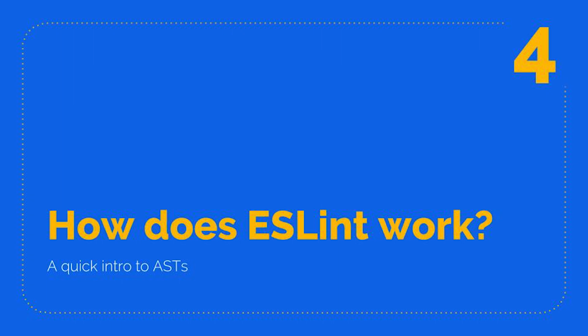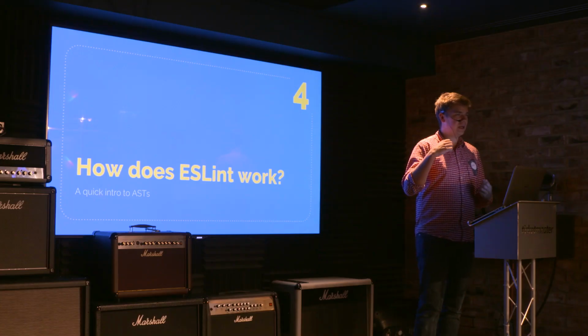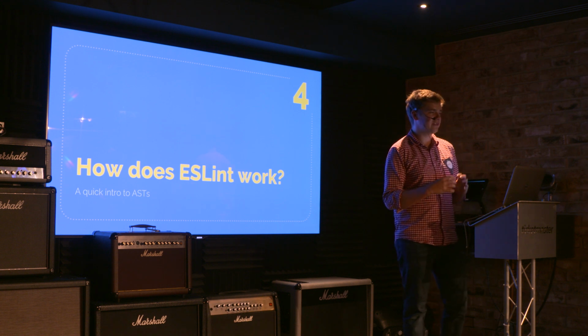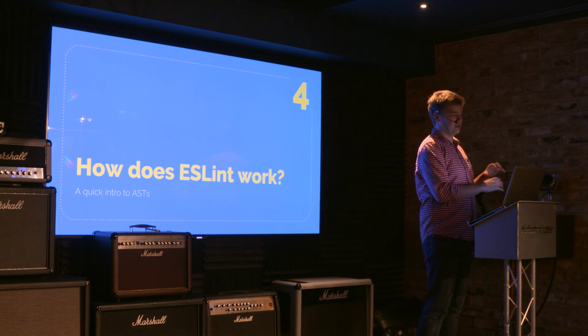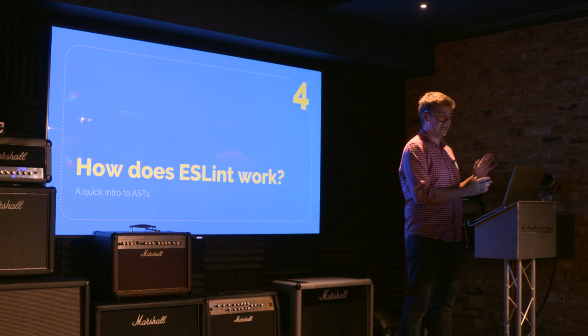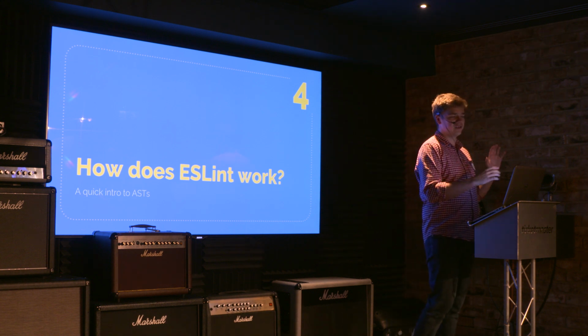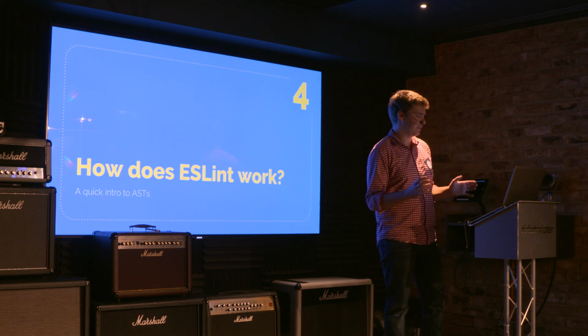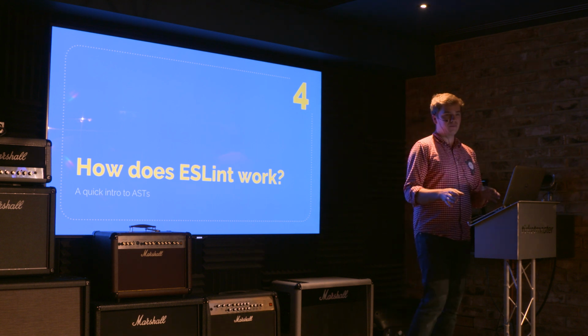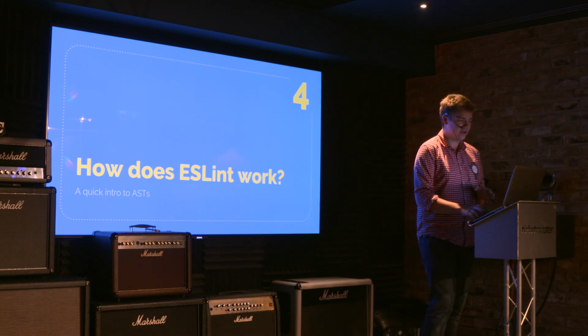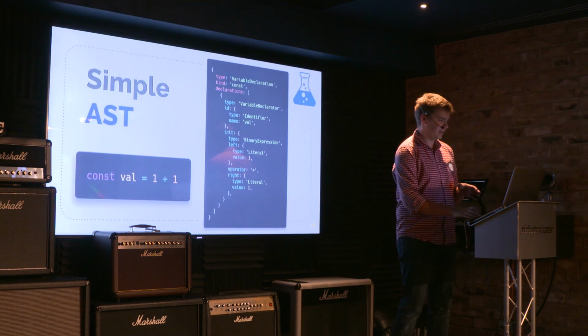Before we can write our code, we just need to know a bit more about how ESLint works. It parses our source code files and turns them into what's called an abstract syntax tree, or AST. This is basically a representation of our source code as a tree of objects. That might not make much sense without an example, so here's a simple one.